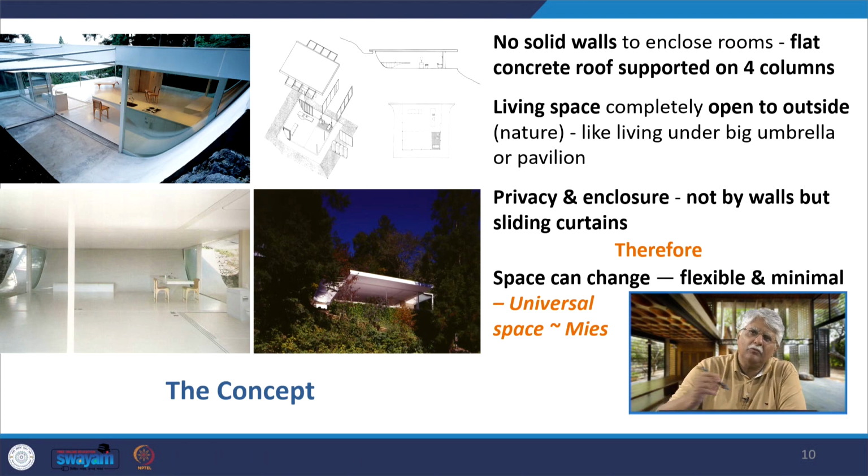So coming back to the wall-less house, which is even more free flowing, there are no solid walls to enclose the rooms, there is only a flat concrete roof which is supported on 4 columns. The living space is completely open to the outside, as if you are living under an umbrella or a pavilion. The privacy and enclosure is not by walls but by lightweight sliding curtains or lightweight sliding panels like you would find in a Japanese house. Therefore, the space can change, it is flexible and minimal, similar to the idea of Mies' universal space.